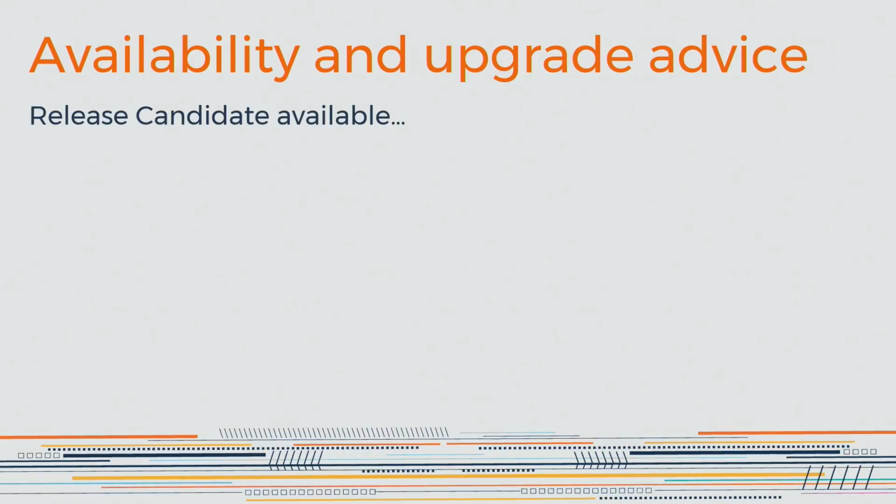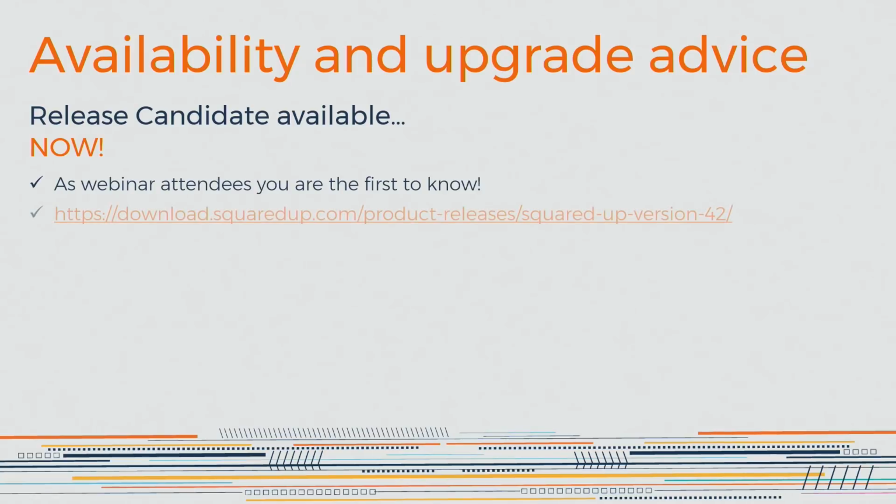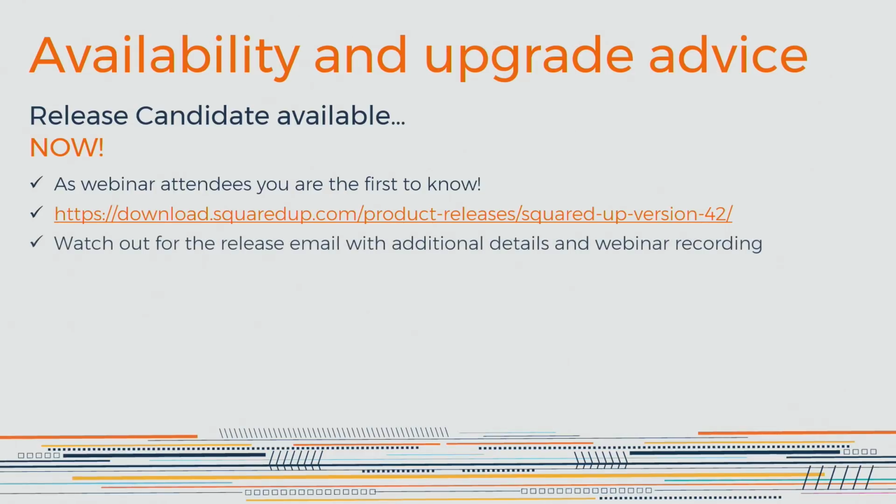So as you'll know, what we do at Squared Up is start by releasing a release candidate. And that release candidate is available right now. And actually, as webinar attendees, you are the very first to know that it's available. It's available on that link. So you recognize that is just a download.squaredup.com link. So you can download it from squaredup.com right now.